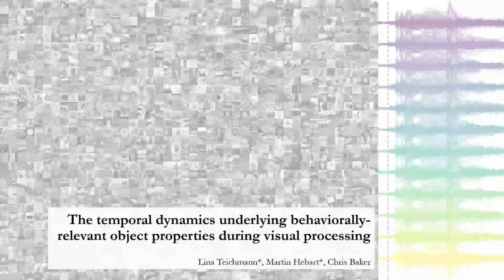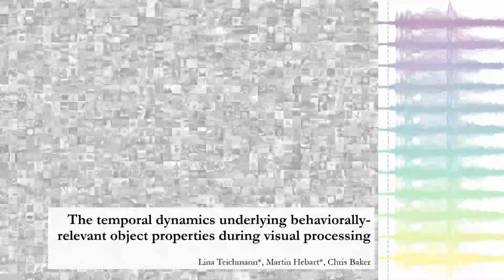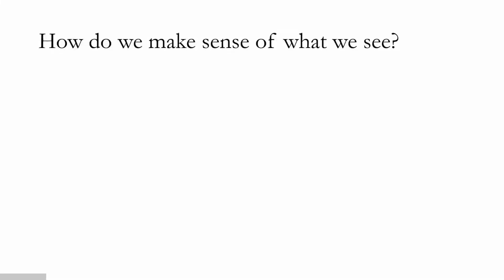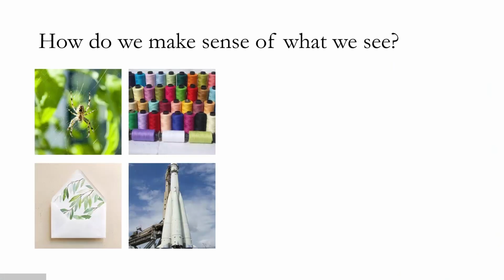All right, thank you for the introduction, and thank you everyone for being here. In the study that I am presenting today, we asked how we make sense of what we see. If I was to show you these 4 images, you would be very quick and very accurate at telling me that you see a spider, some threads, an envelope, and a rocket. However, these are just 4 categories of many, many categories that you can identify accurately really quickly.